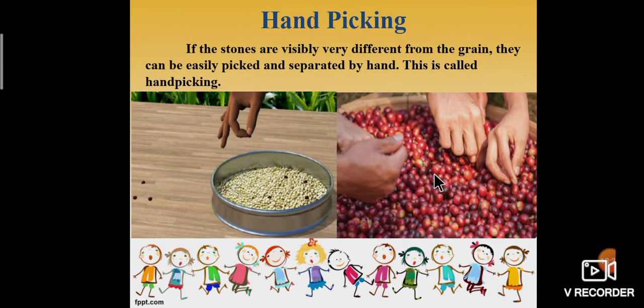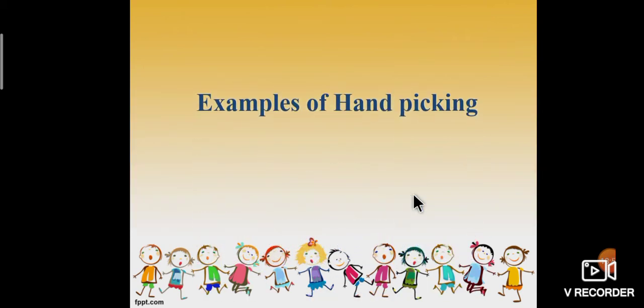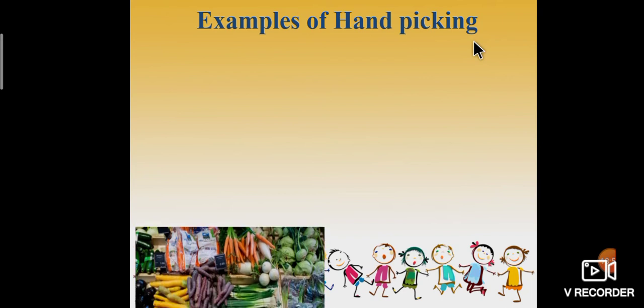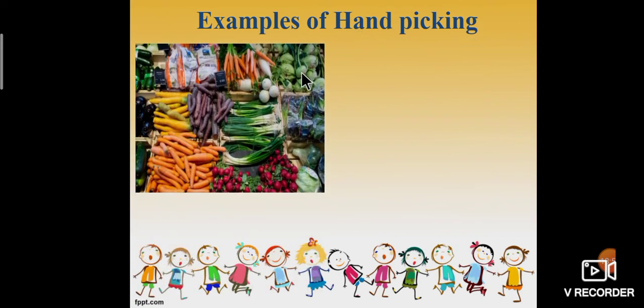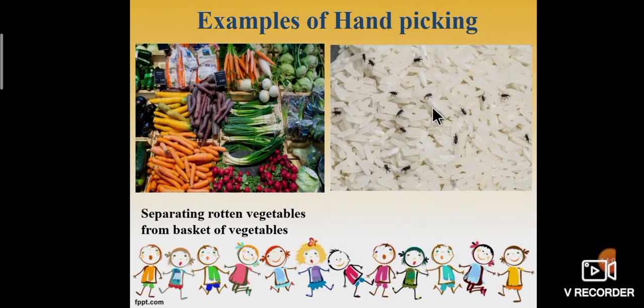I repeat once again, stones are visibly very different from the grain. They can be easily picked and separated by hand. This method is called hand picking. Let's see some examples in our daily life. Separating rotten vegetables from a basket of vegetables. Separating the stones and insects from rice.